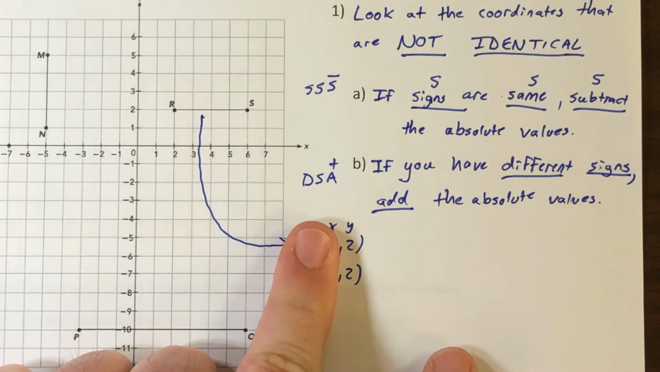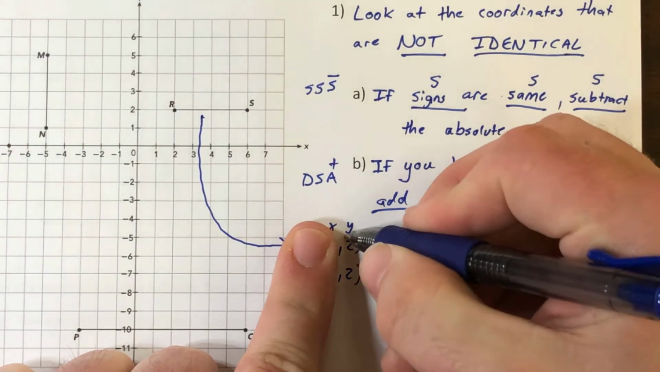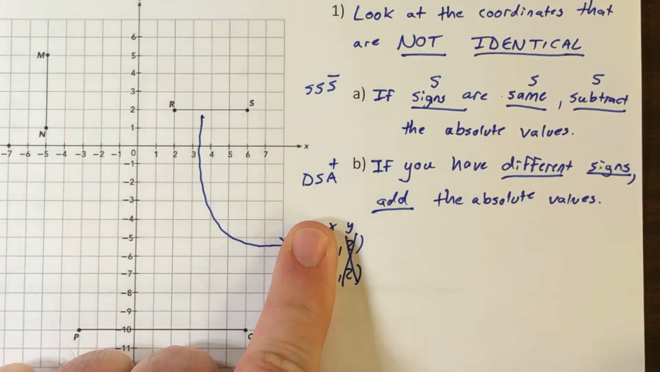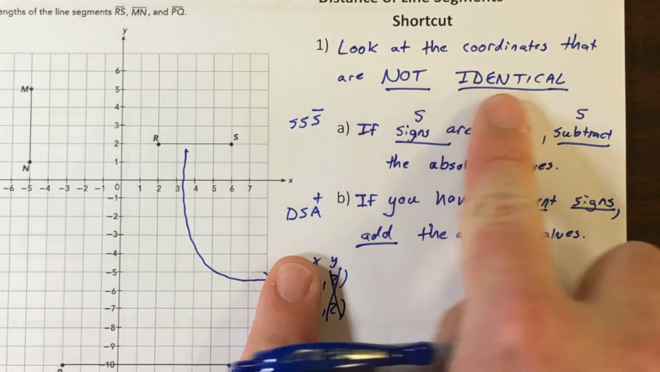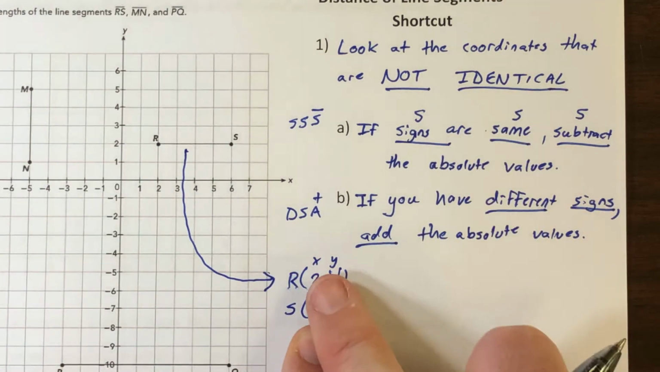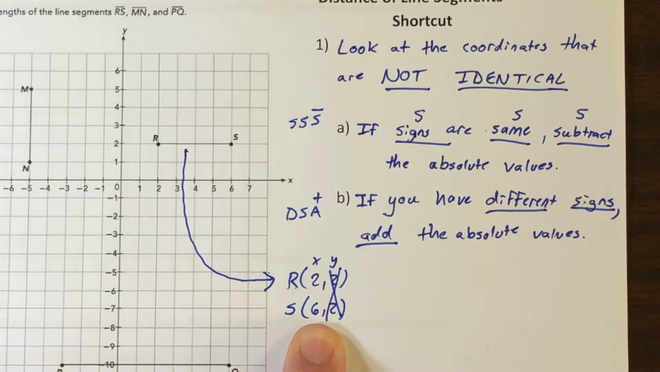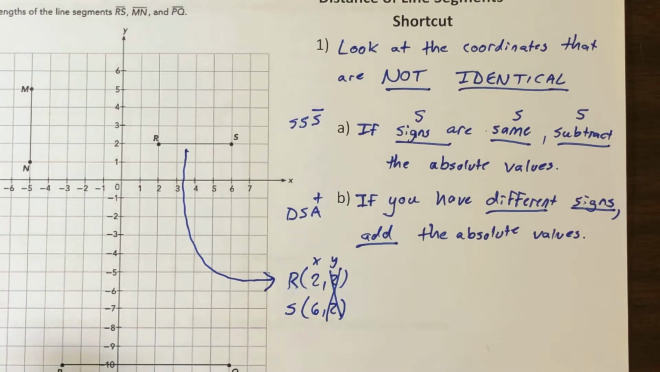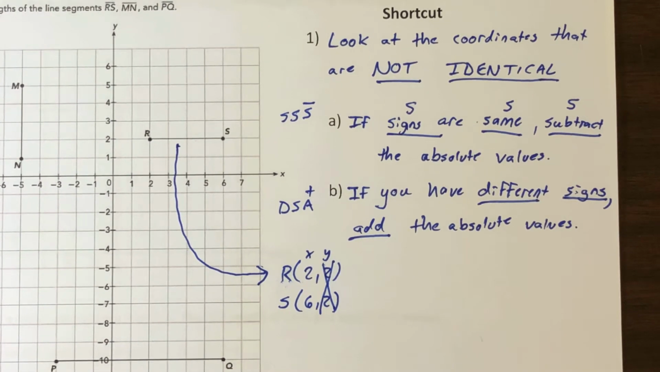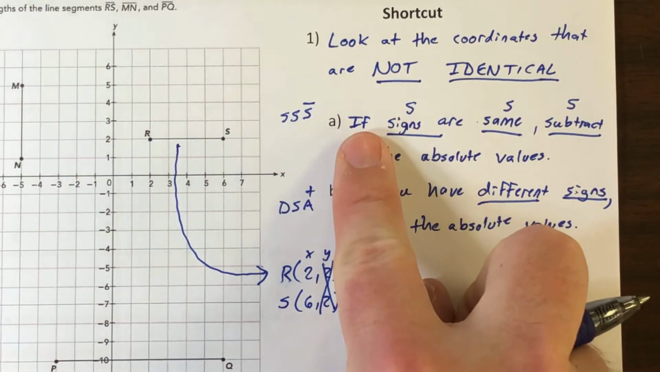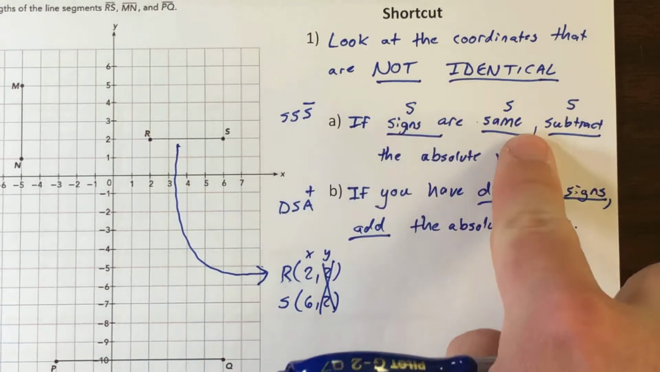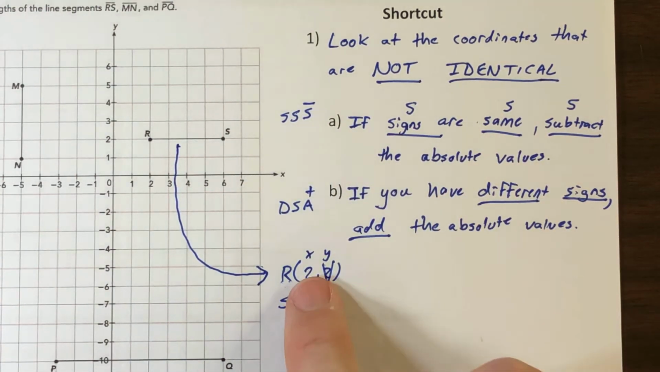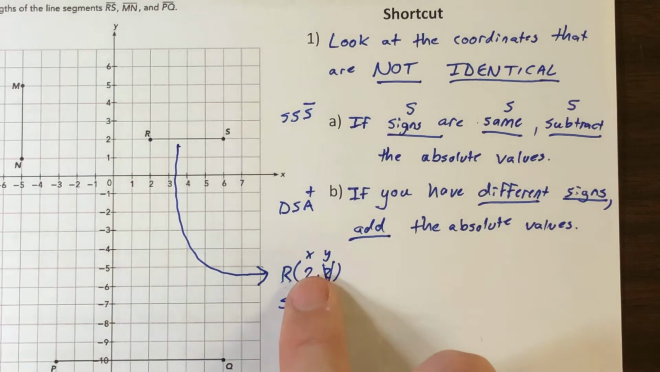Obviously, the y values are identical in this example, so I'm not going to look at them. I want to look at the ones that are not identical. So the ones I'm concerned about are the 2 and 6. They're different from each other. Second step, I need to determine, are the signs the same or are the signs different? Well, they're both positive. I have a positive 2 and positive 6, so I have same signs.